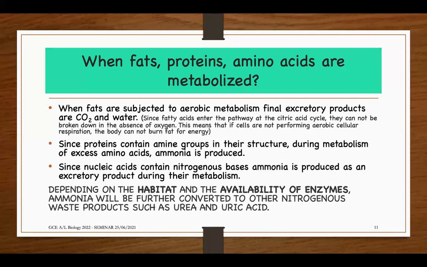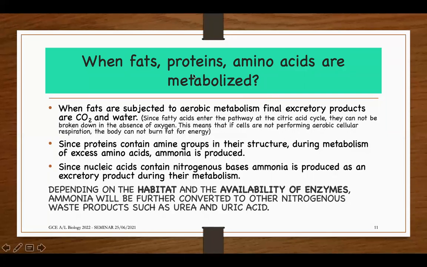Fats, proteins, amino acid metabolism. Children, when fats are subjected to aerobic metabolism, the final excretory products, just like carbohydrates, will be carbon dioxide and water. Because when it's about fats, they don't have anaerobic respiration. They enter the pathway at the citric acid cycle and cannot be broken down in the absence of oxygen. This means that if cells are not performing aerobic cellular respiration, the body cannot burn fat for energy. So for fats, unlike carbohydrates, they can't be metabolized in both aerobic and anaerobic ways because they enter the pathway at the citric acid cycle. They only have aerobic respiration and produce carbon dioxide and water.